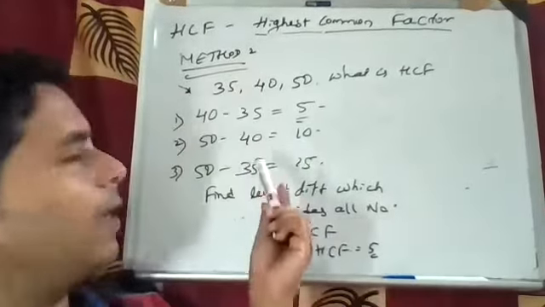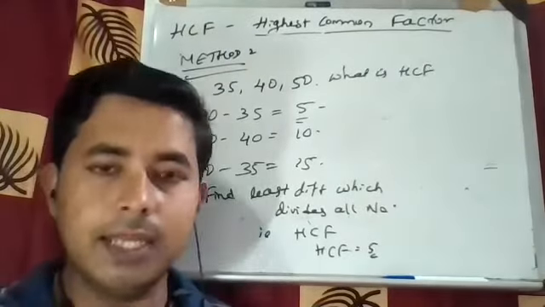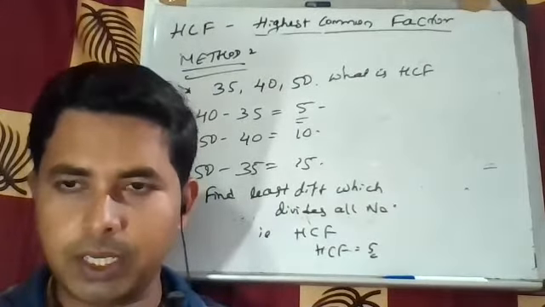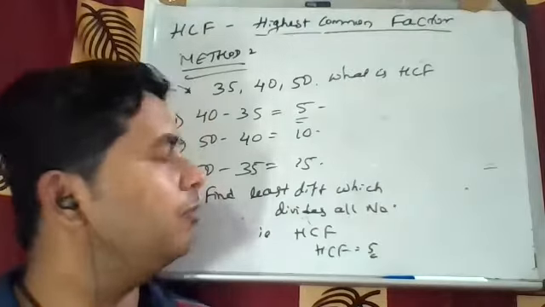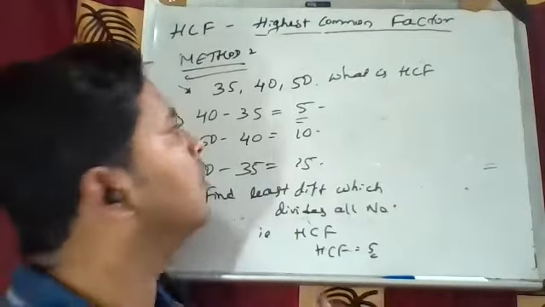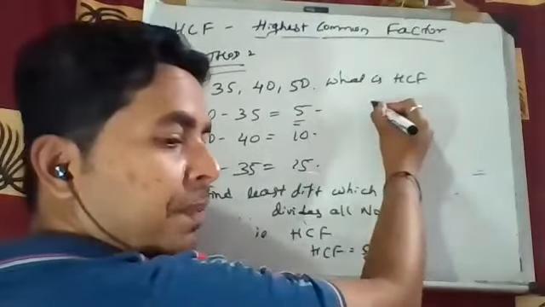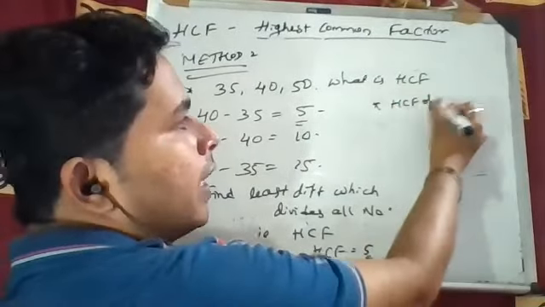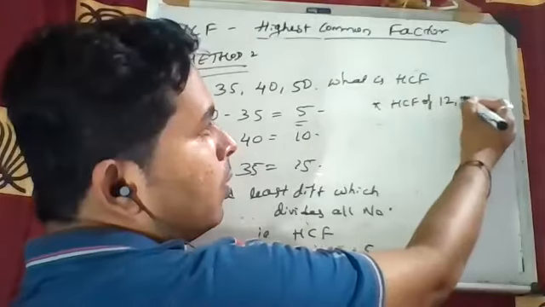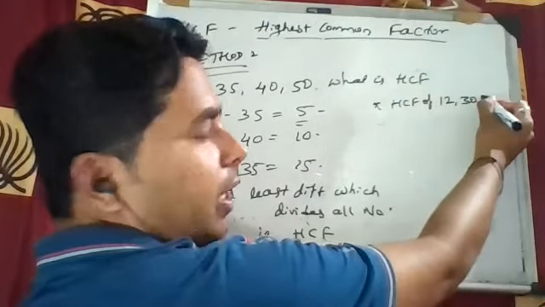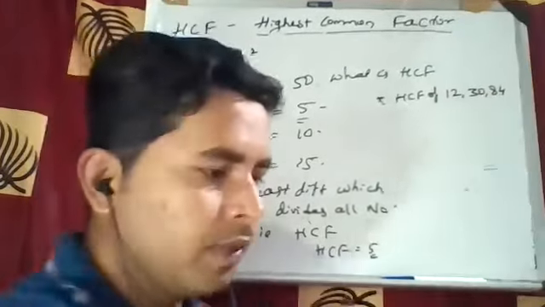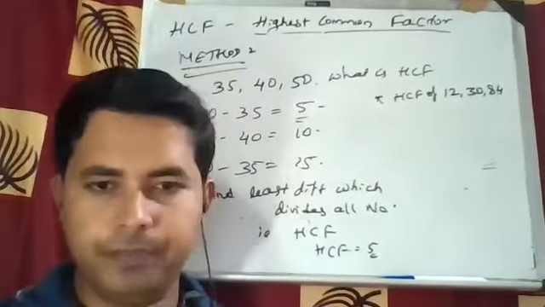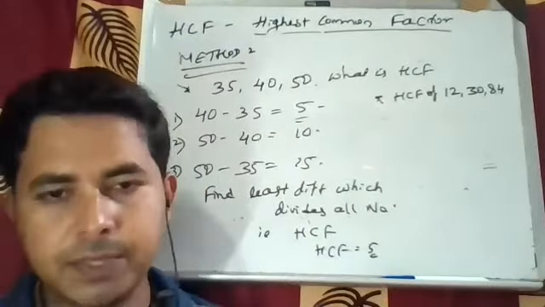This is for when three numbers are given. Now one more smallest number I'll take, you try. What will be the HCF of 12, 30 and 84? Apply this method and tell.